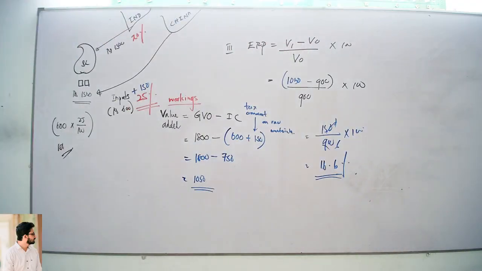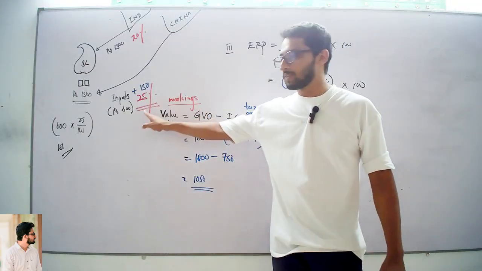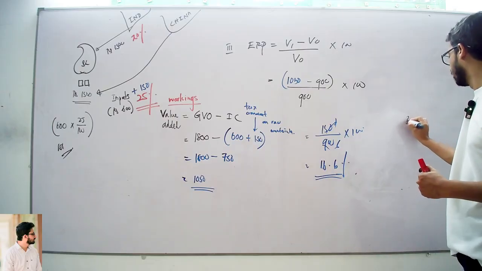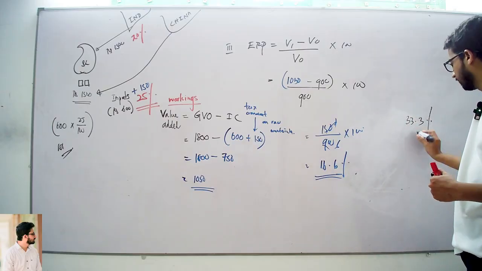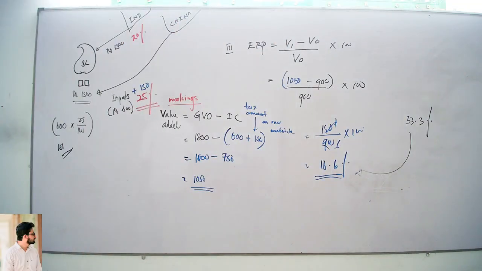Right, tell me my next question. Before imposing the 25% tariff on imported raw materials, our ERP was 33.3%. That percentage has decreased to 16.6%. Why? Now the value addition of the domestically produced pair of shoes has decreased up to 16.6.